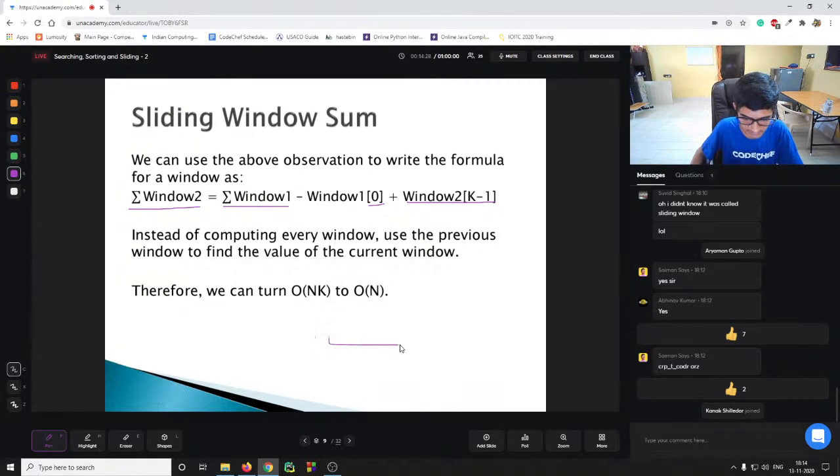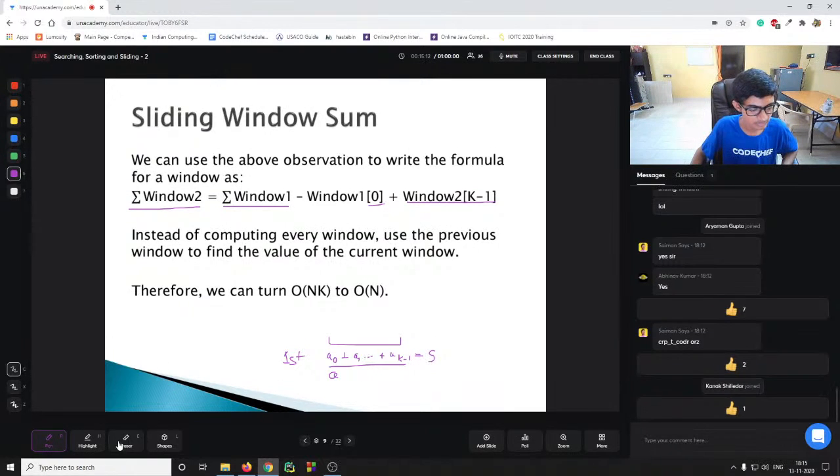How? We just have to compute the first window. The first window is A0 plus A1 plus A2 and so on to A k minus 1, because we are using zero based indexing. This is the total sum of the first window. Let's denote this by S.